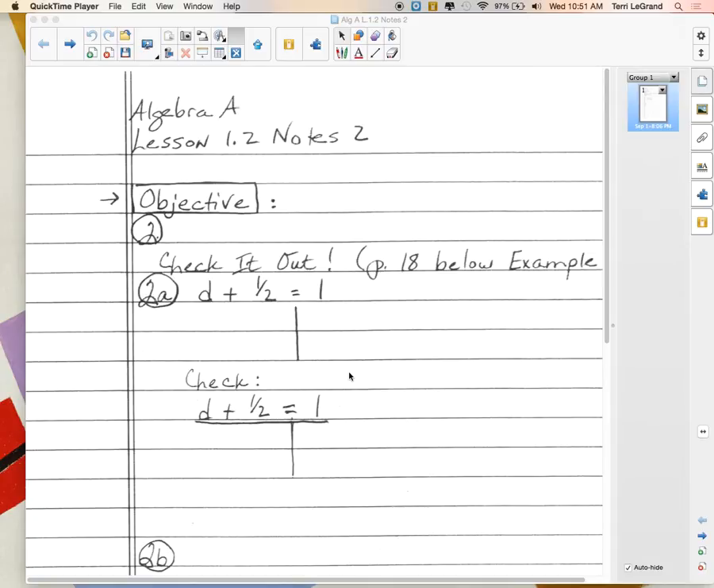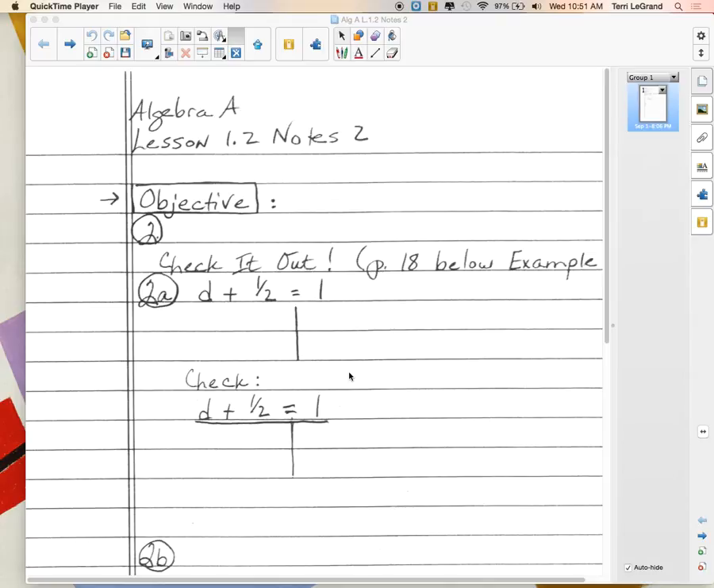Continue on lesson 1.2, and we really have the same learning goal as we had yesterday. I can solve one-step equations. In other words, there should be one step of work involved in one variable. There's only going to be one variable in the whole problem, and using addition or subtraction. Okay? So, objective, we're going to look at example 2.